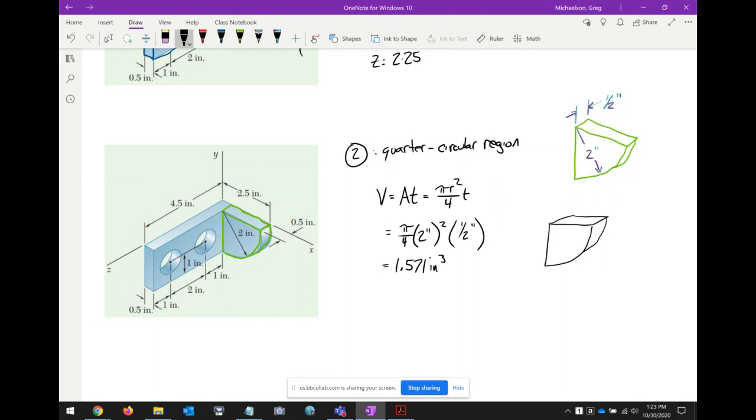Everybody good? Now, let's look at centroids. Okay, so now let's look at X, Y, and Z. Okay, now I'm going to do this in a little bit of a different order. Let's do Z first. Does anybody know what the centroid's going to be along the Z axis?